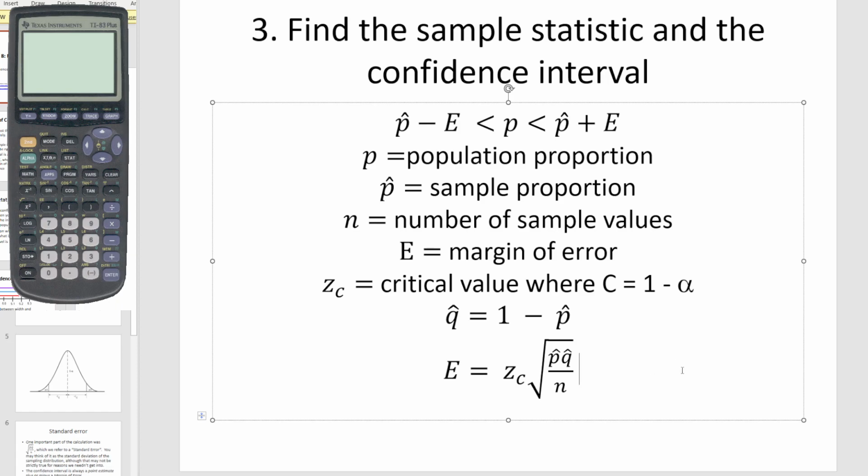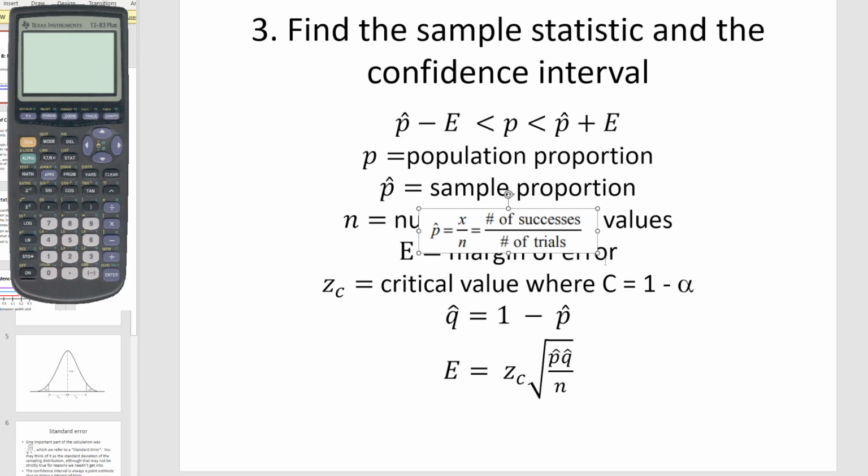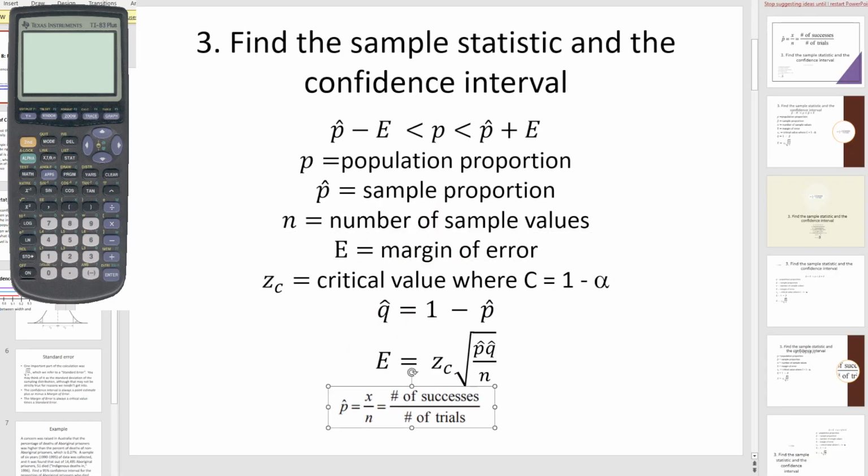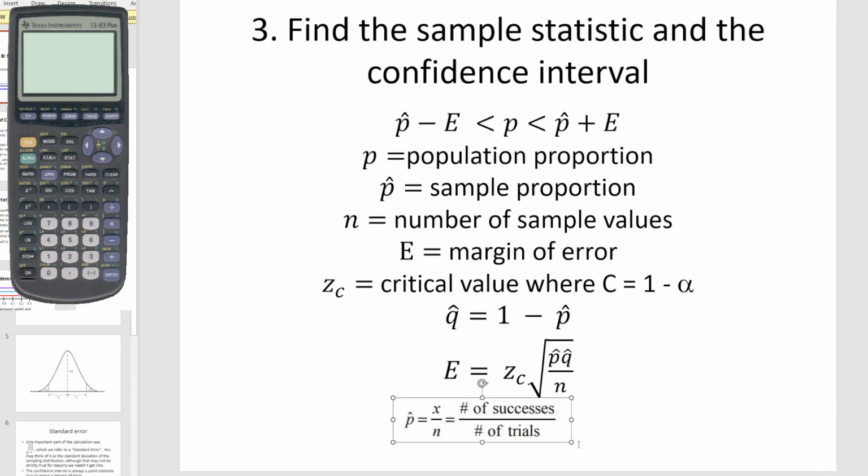q hat is 1 minus p hat, and E, the margin of error, is z sub c, the critical value, times the square root of p hat times q hat all over n. We're going to talk about how to find this critical value. And one thing that we didn't have up here was that p hat is x over n. It's just the number of successes divided by the number of trials.